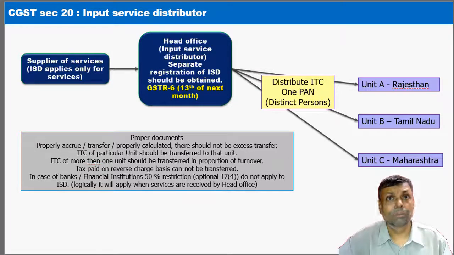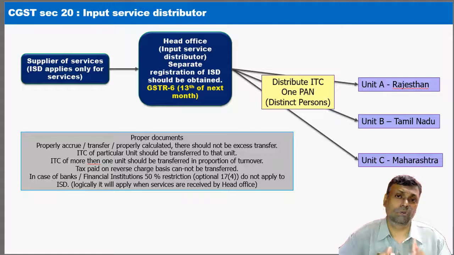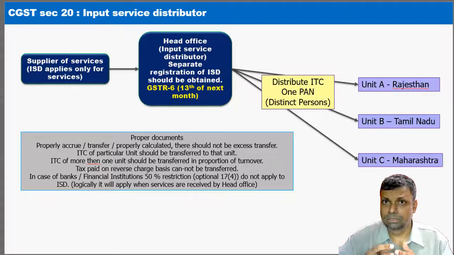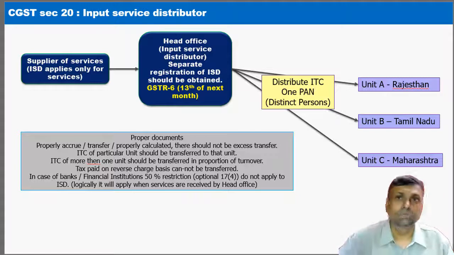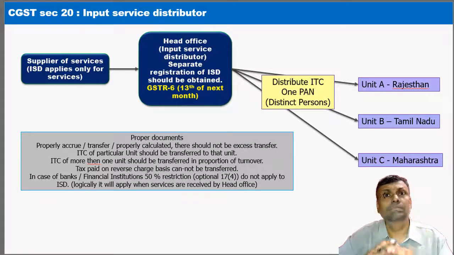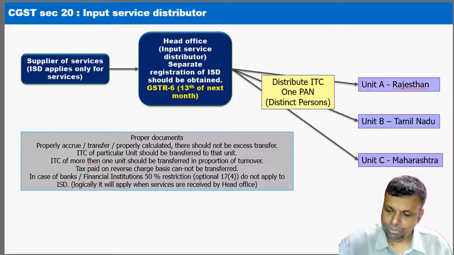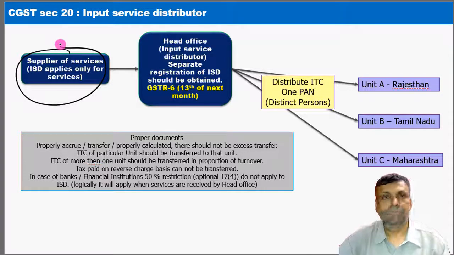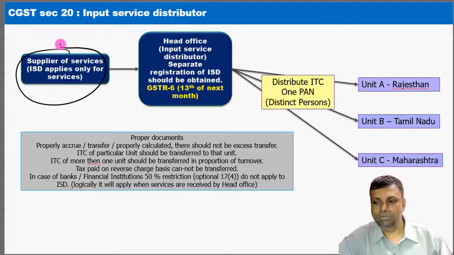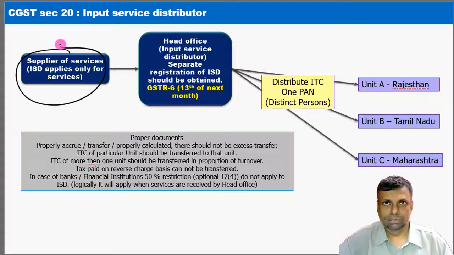However, there is no need, I repeat, there is no need for doing that particular, because it is a mixed credit, there is no need that you transfer it to a particular unit. In that particular case, some turnover criteria have been given. Use the turnover criteria and distribute that particular credit, but ultimately the total credit has to be distributed. Okay, now the supplier of the services, the input service distributor will take up that particular services.